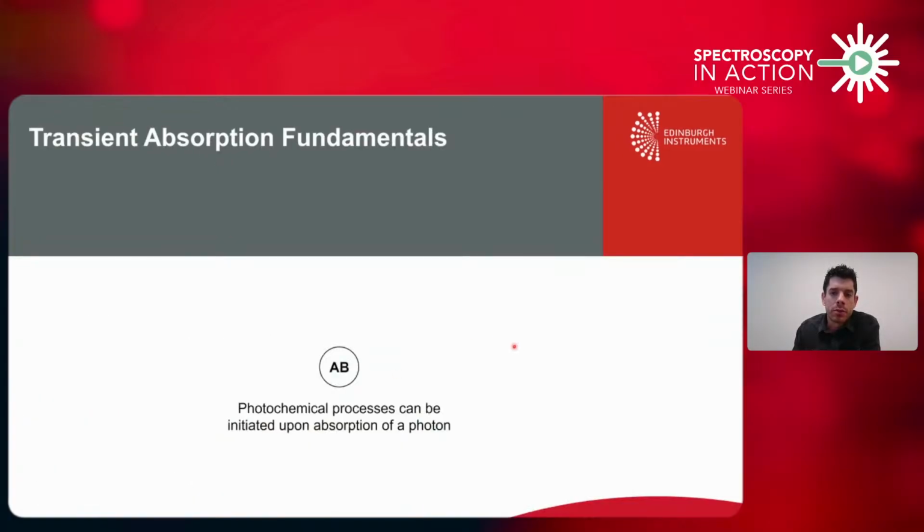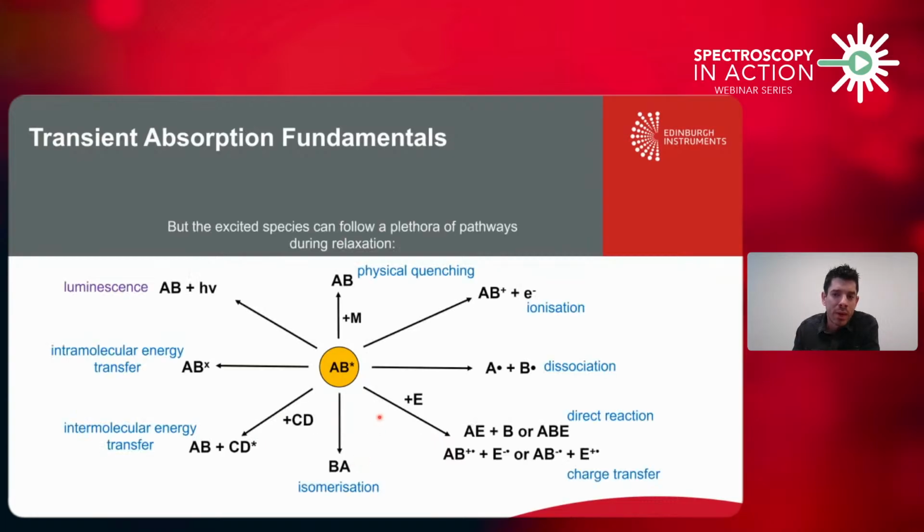So firstly, let's dive into the transient absorption fundamentals. To study or monitor a photochemical or photophysical process, we must first initiate it with light. And on absorption of a photon, a hypothetical molecule, like this one over here, can be promoted to a higher energy level. But when the molecule or atom or species returns to its ground state, there are multiple candidate pathways, such as those shown here. Needless to mention that apart from luminescence, the rest of the processes over here are non-radiative.